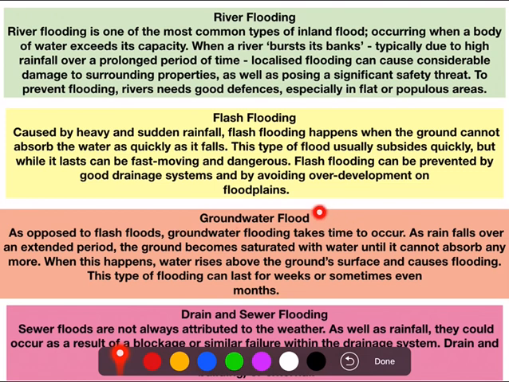Then you have groundwater flood. This type of flood is very slow. It is completely against the flash flood. Okay, the opposite of flash flooding, because it takes time. How? Let's say there is continuous rainfall, but the intensity is very low, continuous rainfall, let's say for a month. Then what will happen?